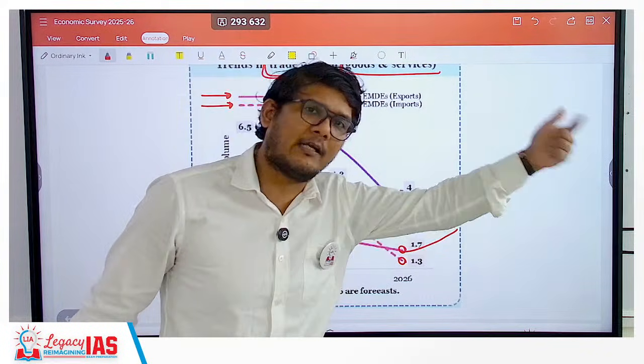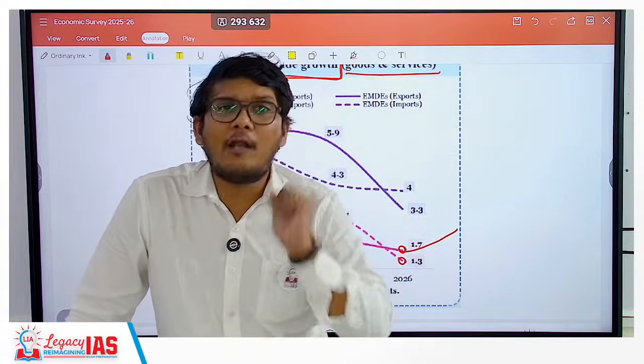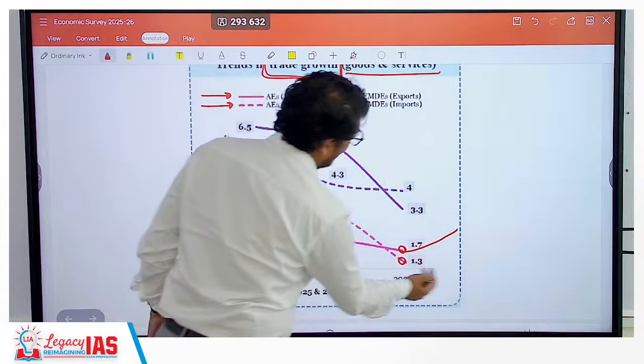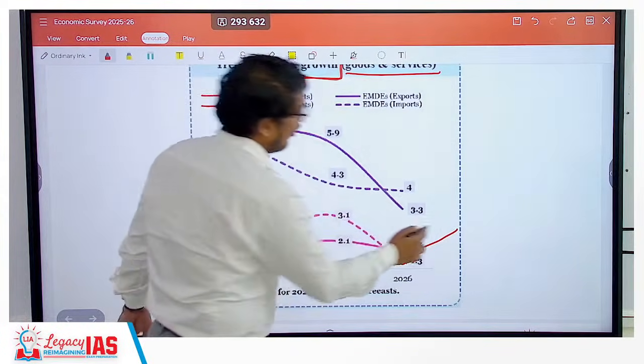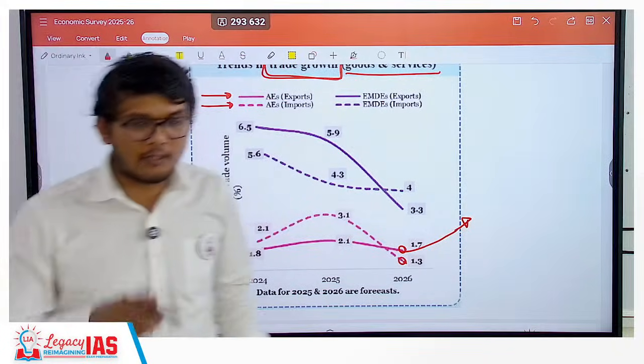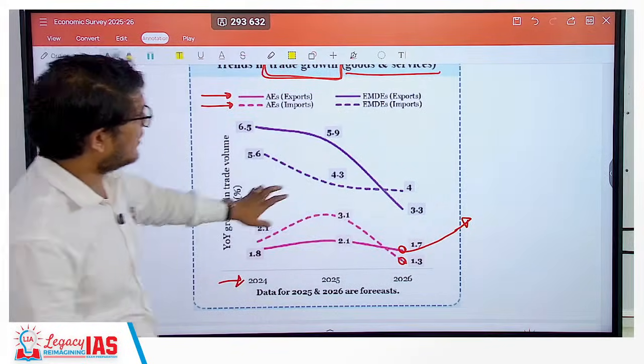People would want to buy luxurious products. People would want to buy imported goods also. So it's not all bad as such, right? If imports also increase, that's not a problem, but we will also ensure that we keep on increasing our exports so that we can keep on earning foreign exchange. I hope that's clear. Let's move ahead.